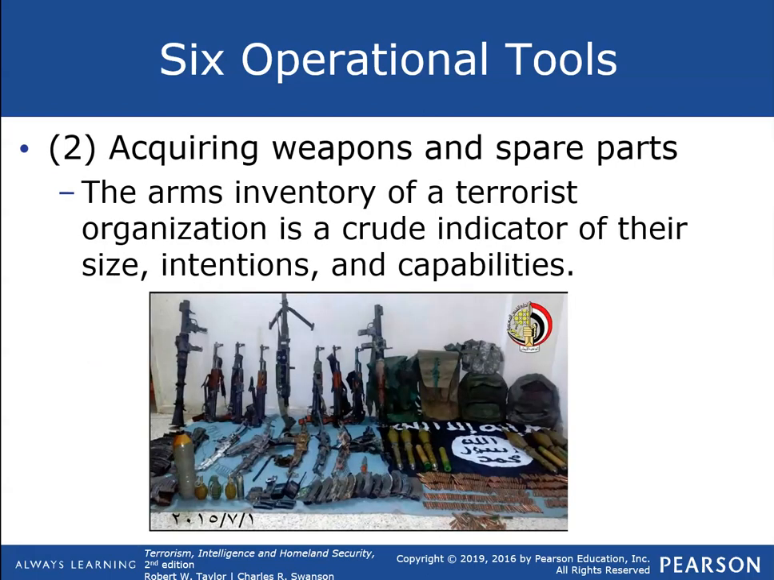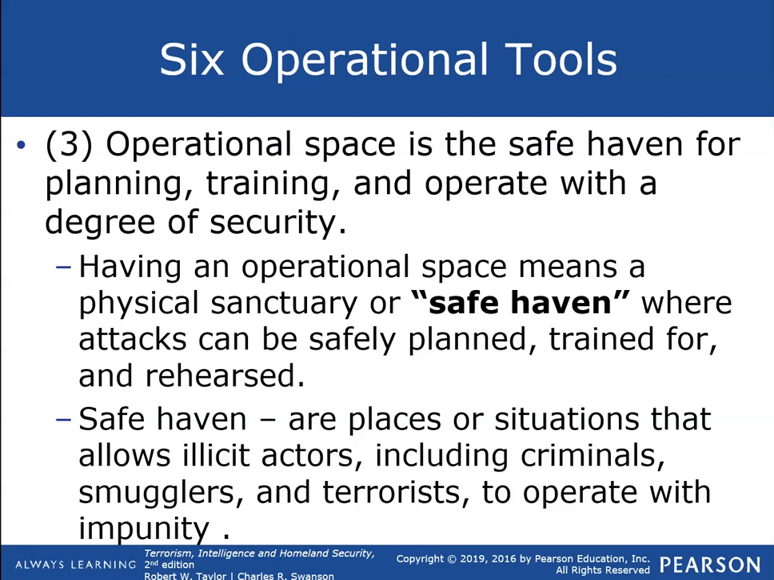The arms inventory of a terrorist organization is a crude indicator of their size, intentions, and capabilities. So basically, you're going to be able to tell how broad this organization is, or what it's capable of, based on the type of weapons and the amount of weapons that they have. And that makes sense. Number 3 would be operational space.